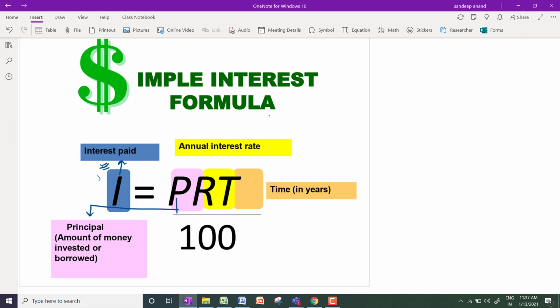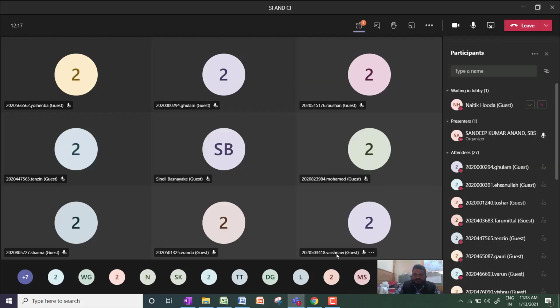P is the principal, the lump sum, the amount of money that you invested or borrowed. R is the annual interest rate, and T is time in years. So if the time is given in months in any numerical, you have to convert it into years first.